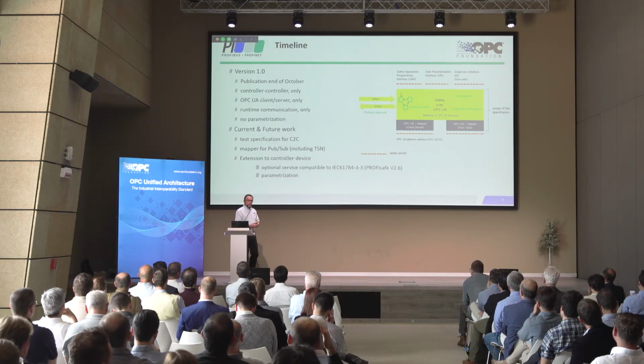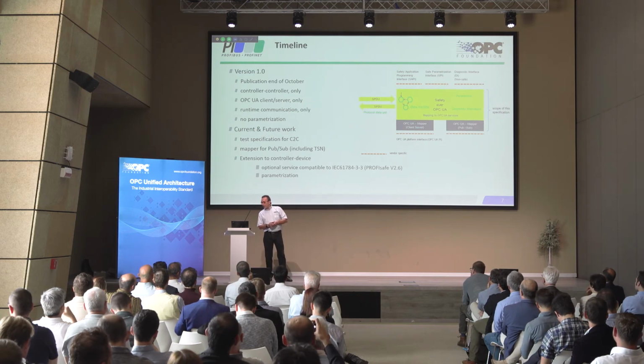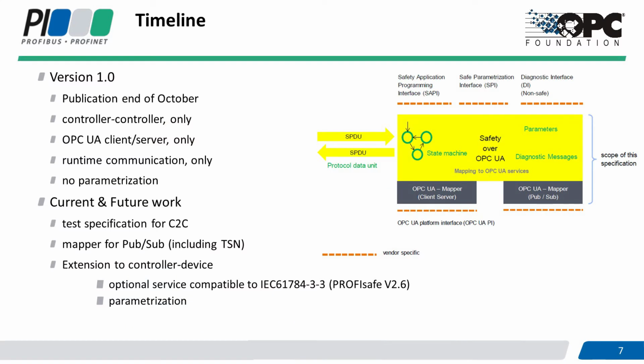From the timeline here, the version 1, publication end of October. This means this year, end of October, not next year or last year, it's this year. Sorry, the date is missing. But there is controller only, not controller to device or controller to the field. It's just controller to controller. Like, for example, a Beckhoff could then, with a Siemens PLC, make the safety thing. And it's client server today only because PubSub is not widely developed at the moment. I mean, it's developed, but not so widely. The runtime communication only and no parameterization. This is for the version 1, but this will be published end of October.